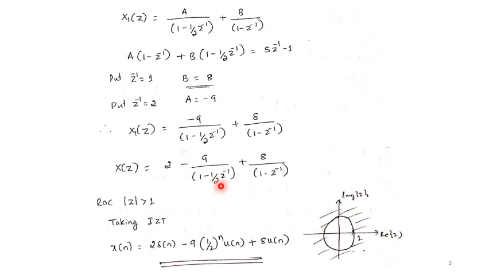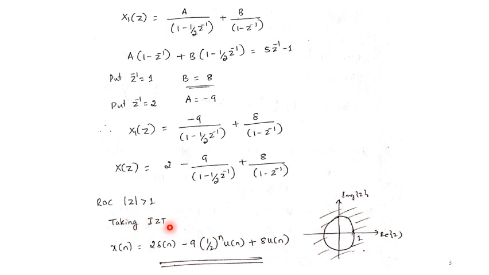And here there are two poles, one is at 1, the other one is at 1 by 2. So the ROC is given as mod z is greater than 1. So ROC is outside the circle with the radius 1. If it is outside the circle, then we'll get a right-sided sequence.